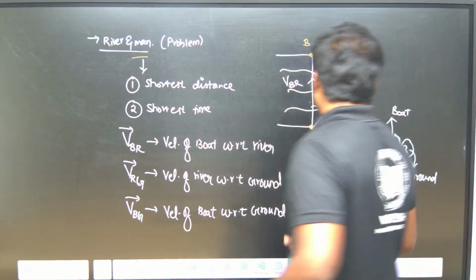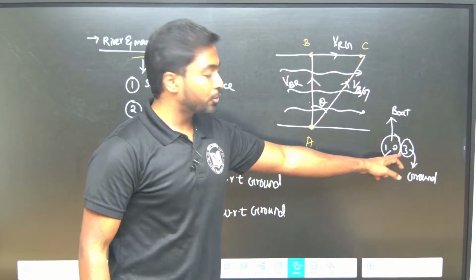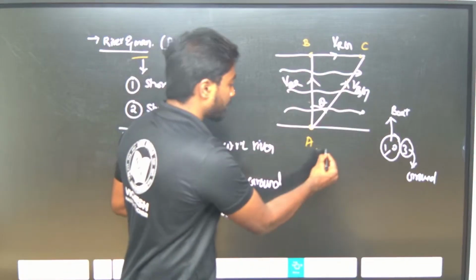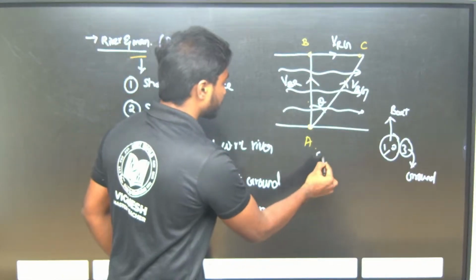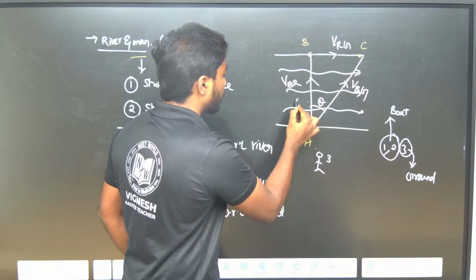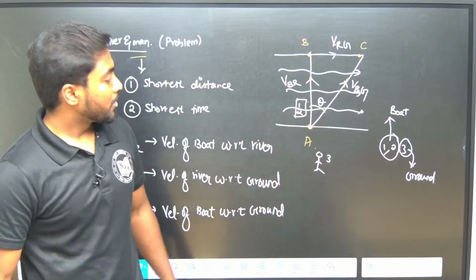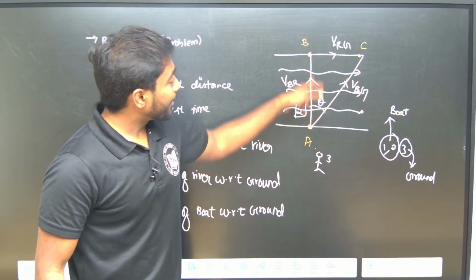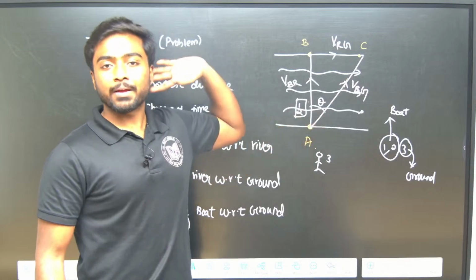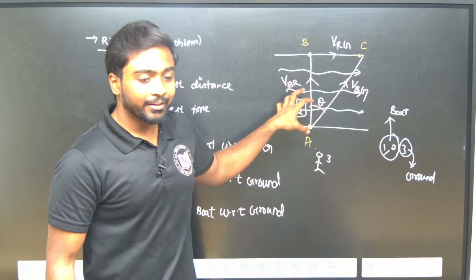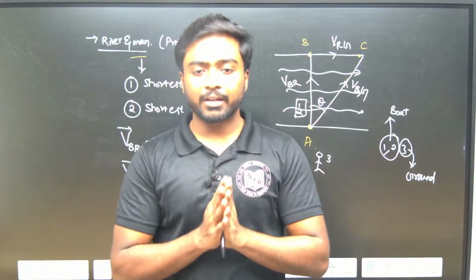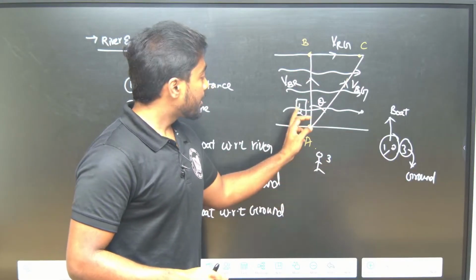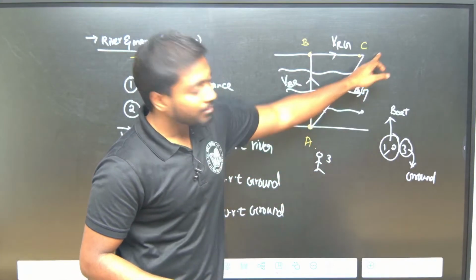Now I am taking an example: person 1, 2, 3. 1 and 2 are going in a boat and 3 is watching from here. For 1 and 2, 2 is watching 1 going in a straight line, and 1 is watching 2 going in a straight line. For the boat, they think they are going straight across the river. But what person 3 sees is that the boat is going in this manner.